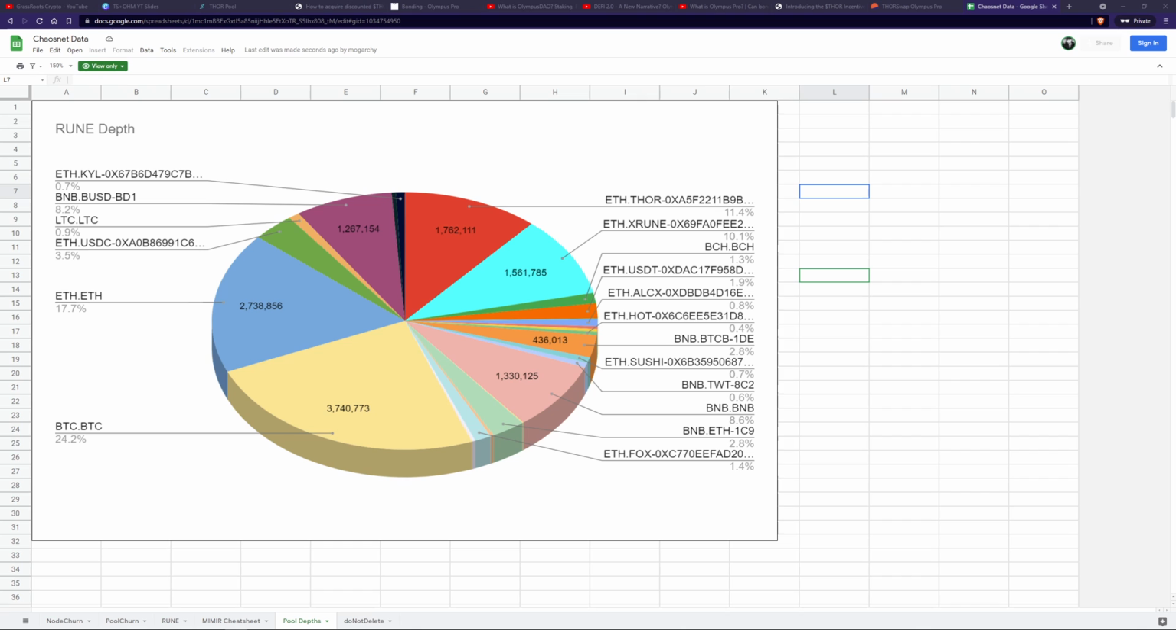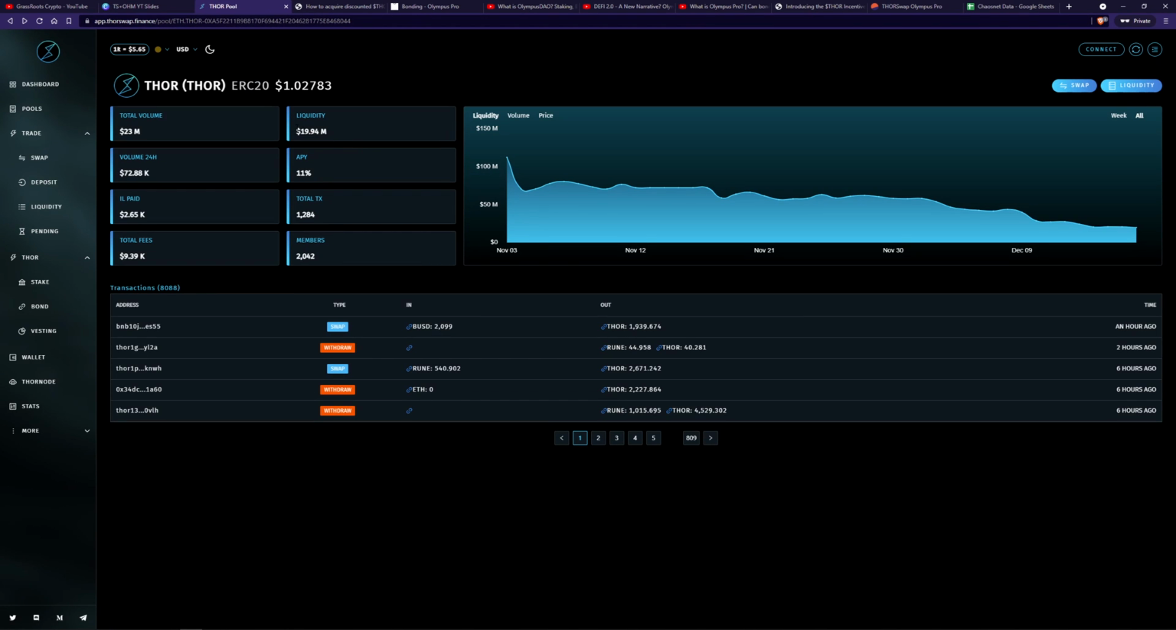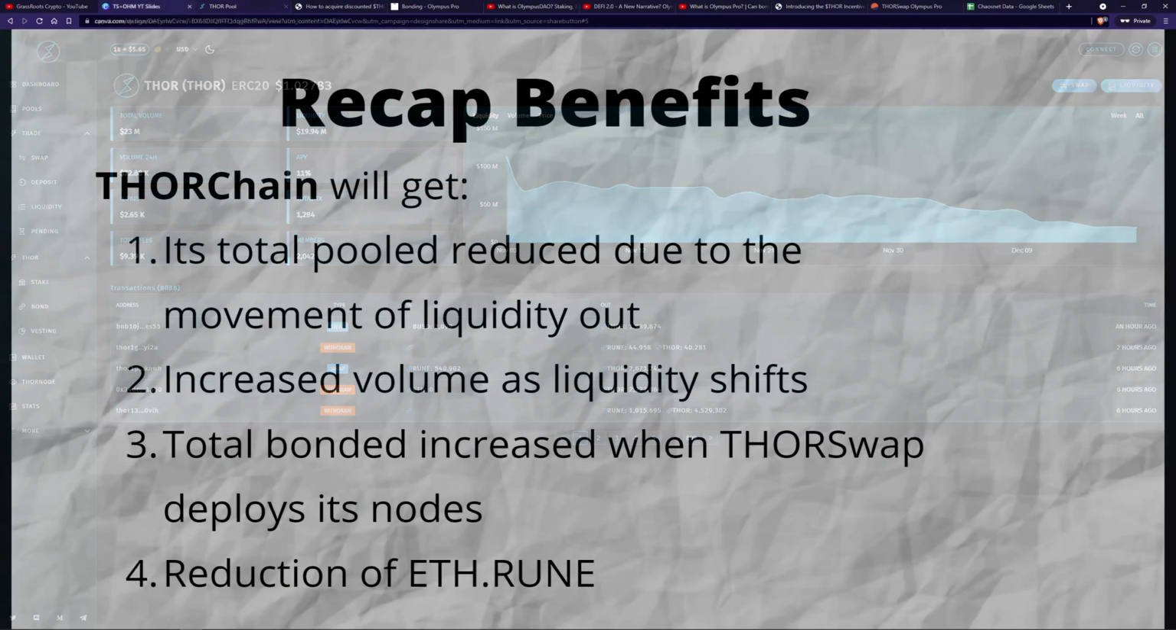Previously we looked at it on the 8th of December. THORSwap tell me that the pool has dropped about 50% from $43 million to about $20 million in depth. So if you have a look at the data, on the 7th of December it was 42 million. That's when we were looking at our graphs previously. And at the moment, it is 19.4 million. So that's on the money there. There's clearly a shift of liquidity out of this pool and moving into SushiSwap.